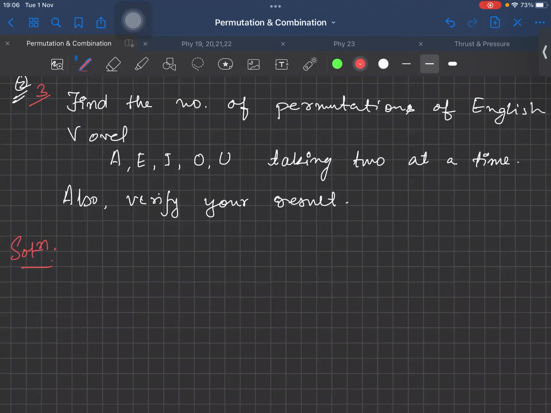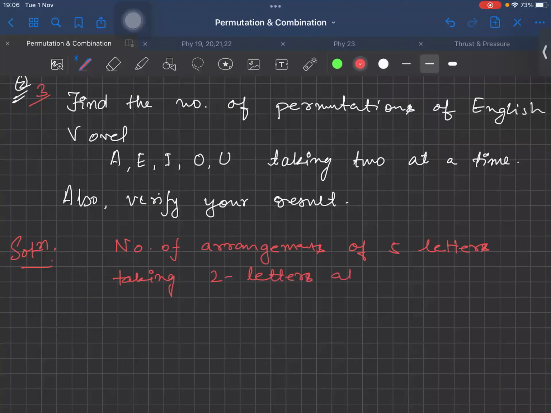20. How? Sir, substituting in the nPr formula we will get 20. Okay. That means the number of permutations of 5 taking 2 at a time, right? Yes, sir, that's what the meaning is. Number of permutations, or let's write number of arrangements, of 5 letters taking 2 letters at a time.